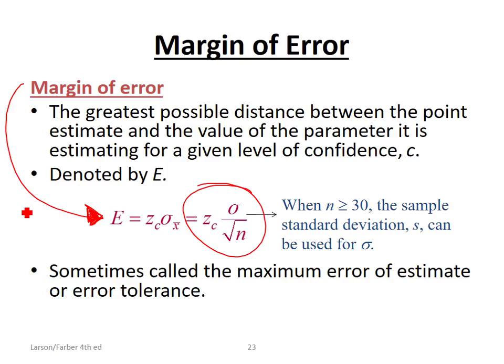This is also sometimes called the maximum error. So that's the maximum error that we want. We don't want to be any farther off than that. It's also sometimes called tolerance error. How much can we be off? How much can we tolerate?